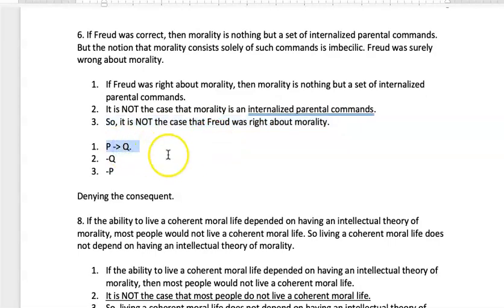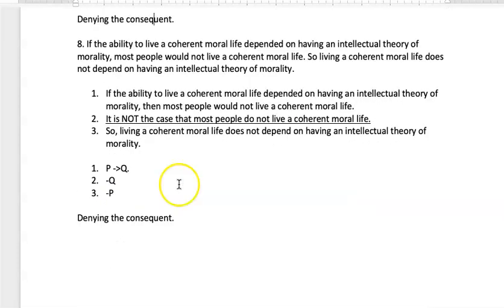I like to, again, put it in symbolic form to help me. But you can see right here, it's not that it was internalized, so it's not Q, so it's a denying the consequent. But I do like to put it in if P, then Q, not Q, so not P. This is a case of denying the consequent.